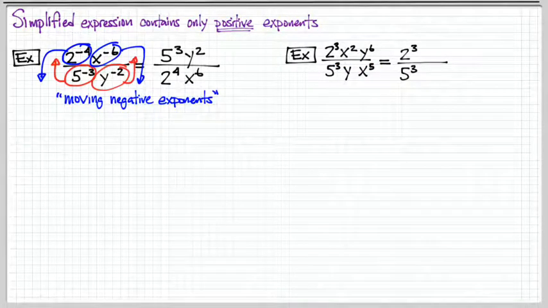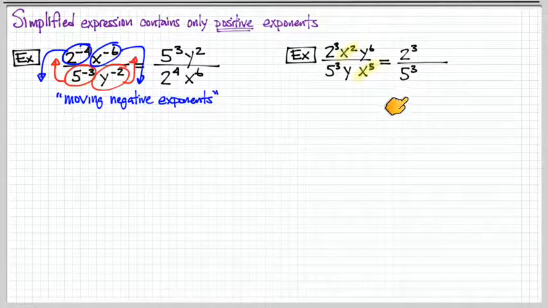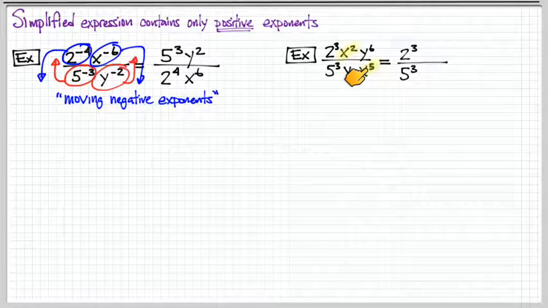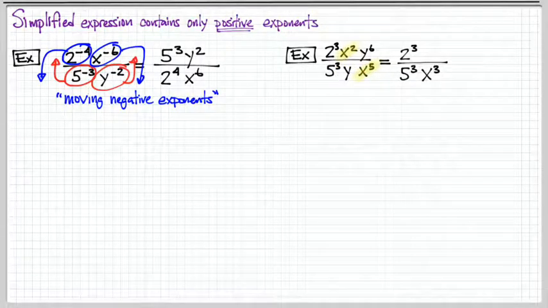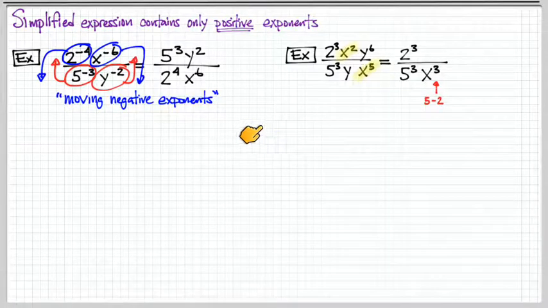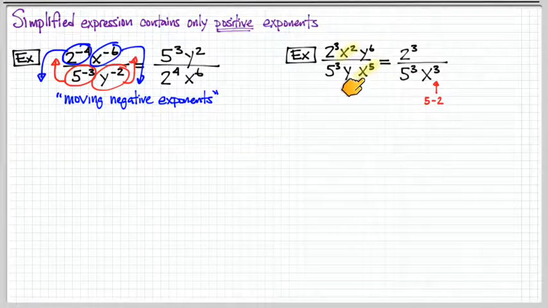Now I have an x to the second term and an x to the fifth term here. The exponent here, 5, is greater than 2, so what I'm going to do is write this as x to the third. And how did I get 3? I took the exponent of 5 minus 2, and I got x to the third here.